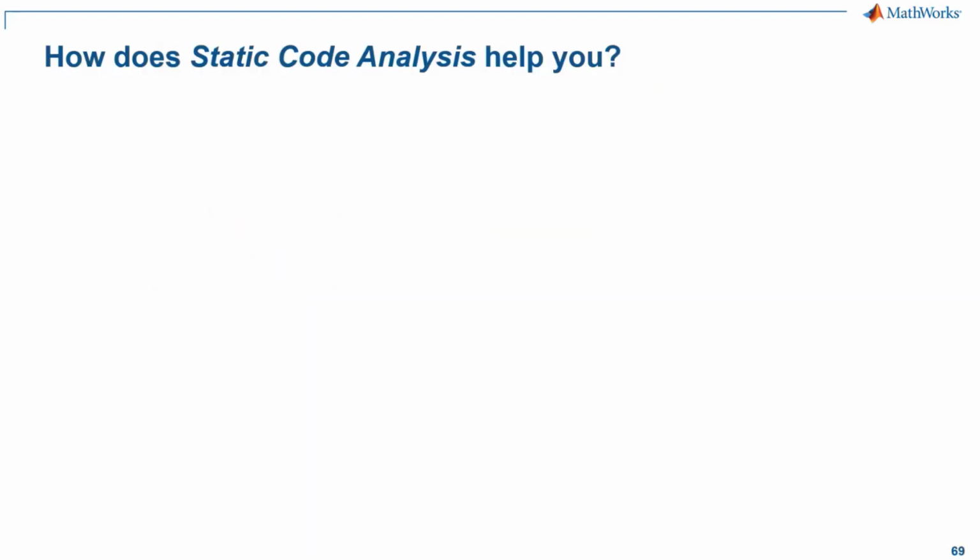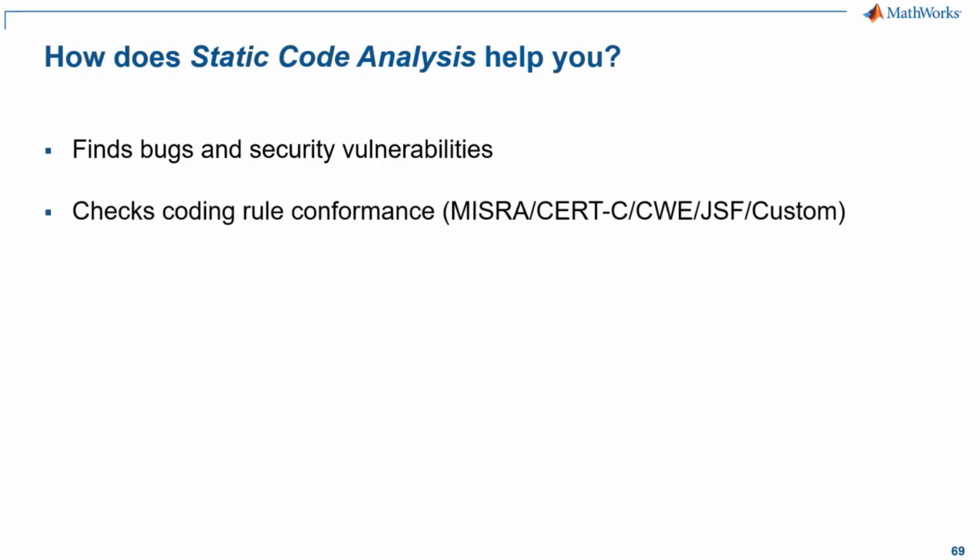And now, on the other hand, how can static code analysis help you? With static code analysis, it can help you to find bugs and security vulnerabilities as well. It helps you to conform to different coding standards like MISRA, or for cybersecurity like CERT-C or Common Weakness Enumeration, or even customized coding rules. It can also provide you some metrics to measure the quality of your application.